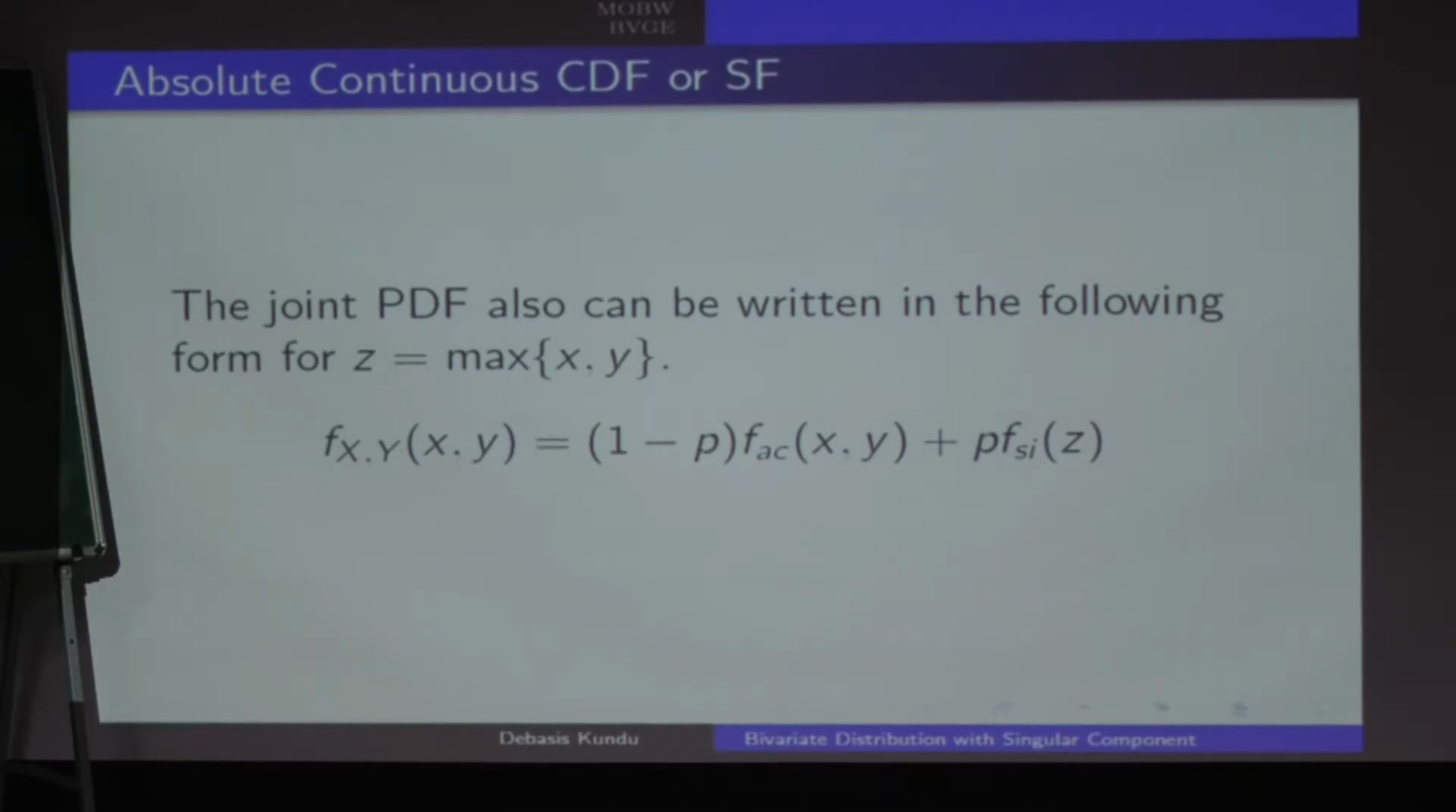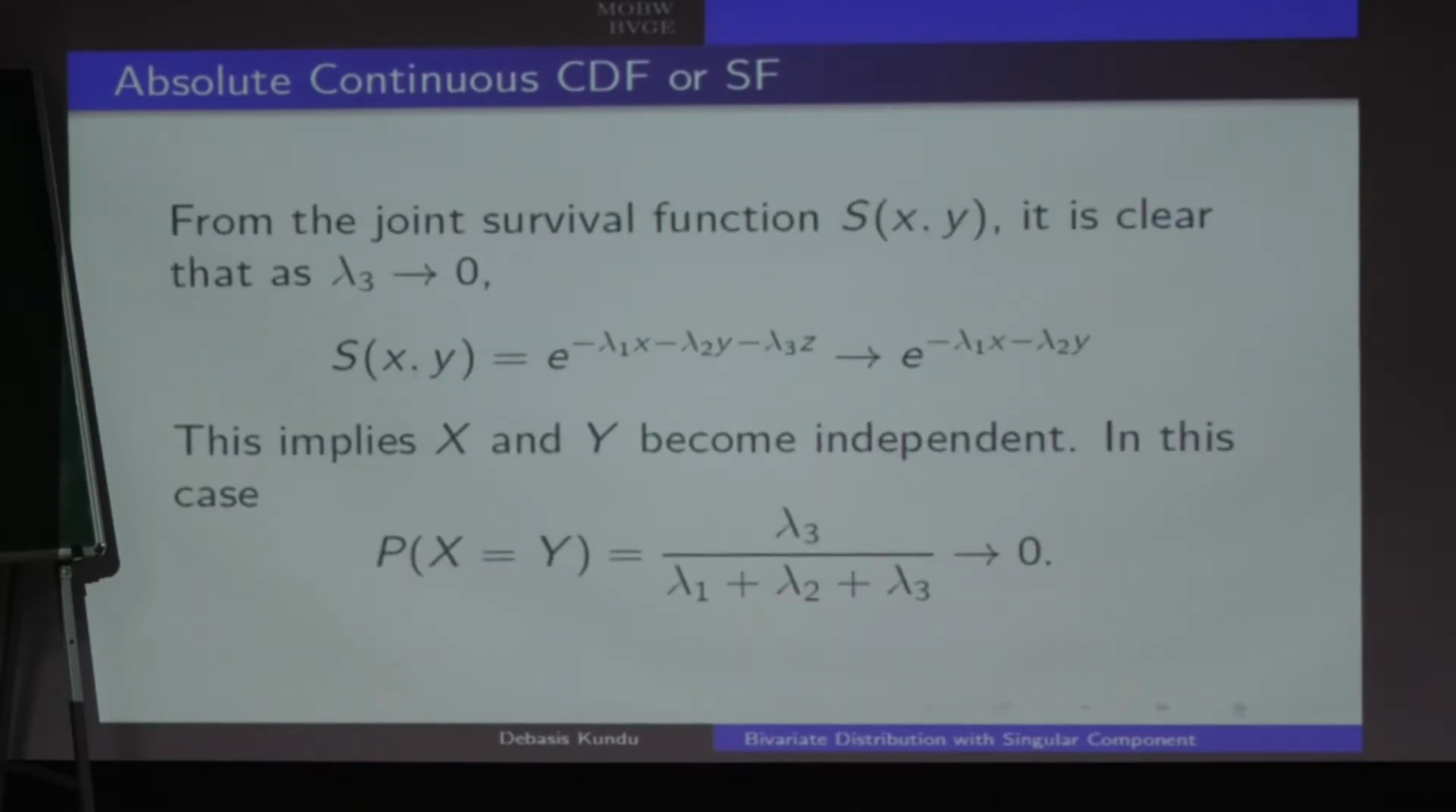Again, if you look at the density function, it can also be written in this unique manner. Here is a two-dimensional one on x and y, and this is the one-dimensional one which is on the line x is equal to y. This z is nothing but the maximum of x and y. Okay, so this is the joint density function. That's what we'll be calling it from now on.